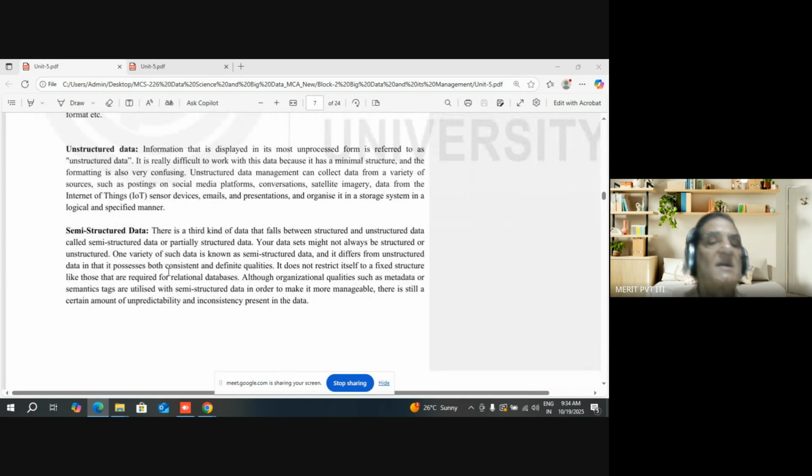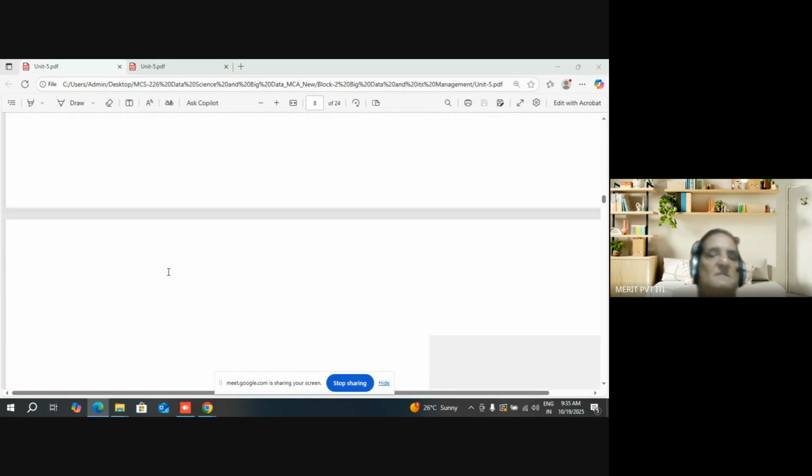Similarly, semi-structured data is the third kind of data that falls between structured and unstructured data, partially structured. Your data set might not always be structured or unstructured. One variety of data is semi-structured data, which differs from unstructured data and possesses both consistent and defined quality. So this type of thing helps in organizing. Structured data can be analyzed very easily, unstructured data is much more difficult to analyze, and semi-structured data can be better than unstructured data, so that can be analyzed and all that.